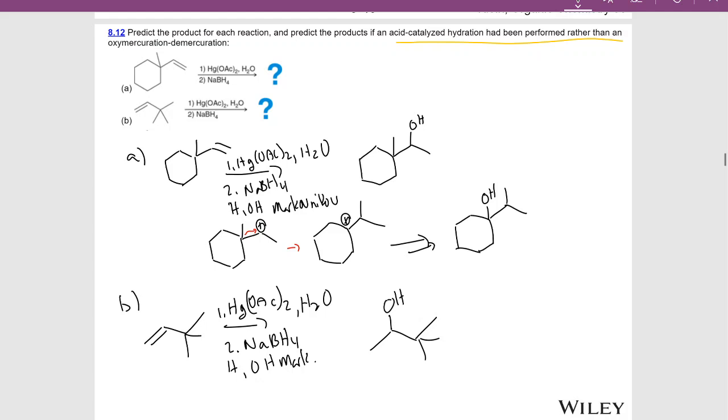Alright, and if we'd used acid-catalyzed hydration, we would have gone through a carbocation intermediate. The carbocation would have ended up here. We would have gotten a methyl shift, resulting in a tertiary carbocation, and then let me draw it this way. The water would have added to the wrong carbon, giving us this product.